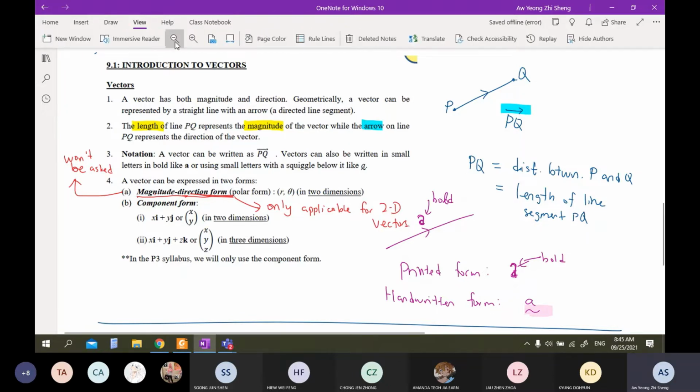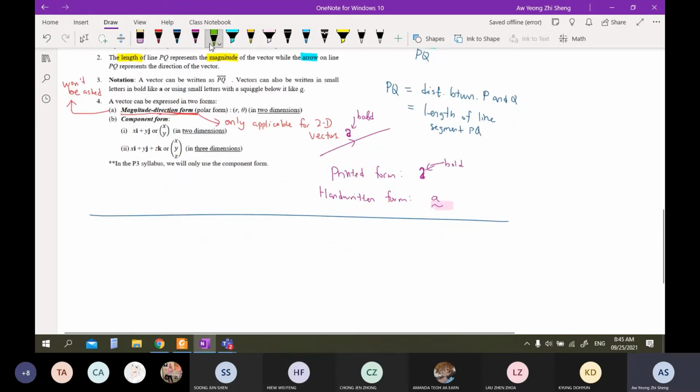Okay. And just in case you're curious, I'll just give one example here. Let's say I have a two-dimensional vector that makes an angle of 30 degrees with respect to the right-hand side direction. With respect to this horizontal, it makes 30 degrees. And let's say it has a length of 5. Let's call this vector A. So in magnitude direction form, we can write A is equal to bracket 5 comma 30 degrees. And this is in magnitude direction form.